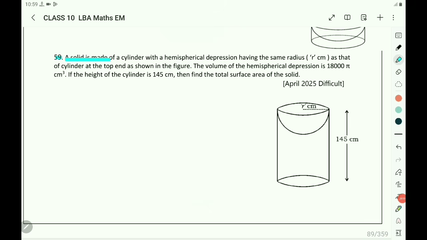Question number 59. A solid is made of a cylinder with a hemispherical depression having the same radius as that of the cylinder at the top, as shown in the figure. The volume of the hemispherical depression is 18,000 pi cm cube. If the height of the cylinder is 145 centimeter, then find the total surface area of the solid. Here, what are given?